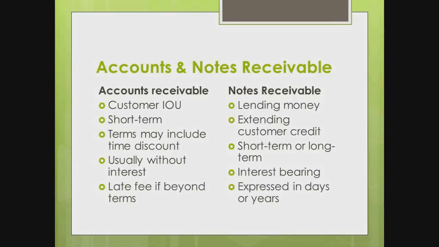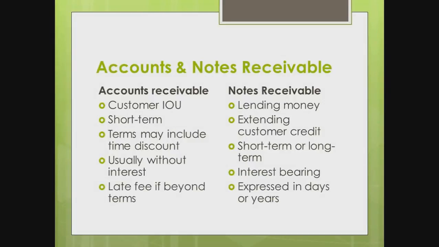Accounts receivable is a short-term customer promise to pay money, usually arising from a sales revenue or service revenue. Sometimes we allow a time discount, sometimes not. But normally there's no interest charge. It's 30 days, end of the month, or something pretty short. And if the customer doesn't pay on time, there may be a late fee.